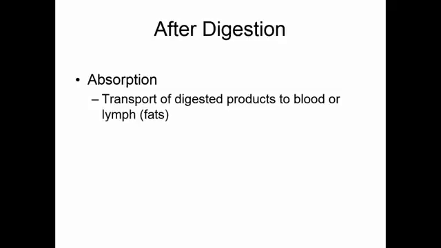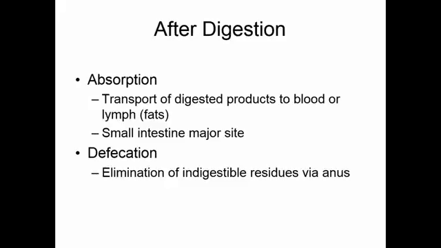Absorption is the transport of digested products into the blood or the lymph. Glucose and amino acids are absorbed into the blood. Fats are absorbed into the lymph. The small intestine is where most of the absorption occurs. Defecation is the elimination of any of the material that couldn't be digested. This is a function of the large intestine.